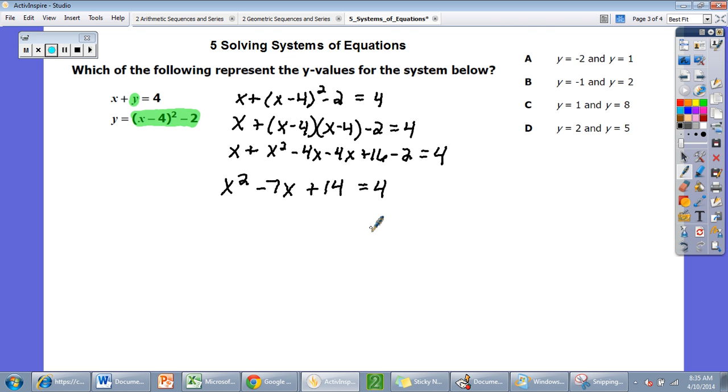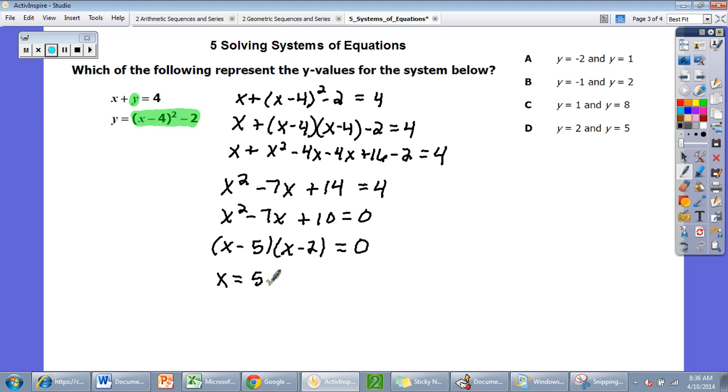Now in order to be able to solve this, we know that to solve these types of things we have to get it equal to 0. So I'm going to subtract 4: x squared minus 7x plus 10 equals 0. So now I want to factor this, and I'm going to do that real quickly. It gives me (x minus 5)(x minus 2). If you need a review of factoring, please see the factoring video. And so I would set each of those equal to 0 to get my solutions: x equals 5 and x equals 2.